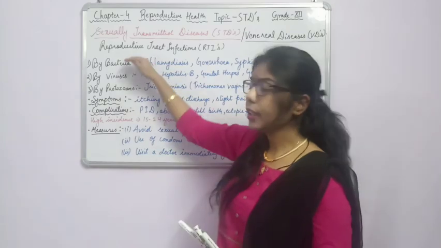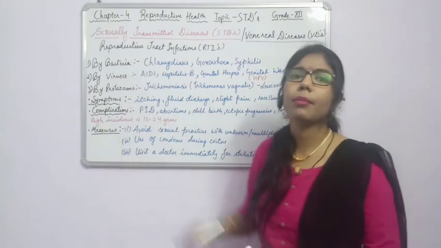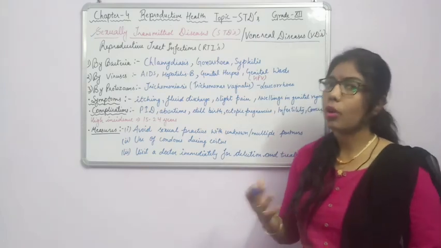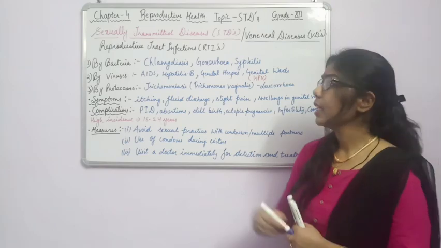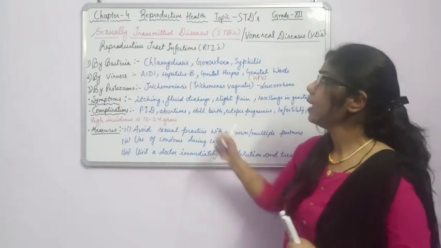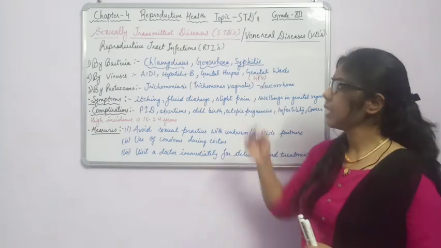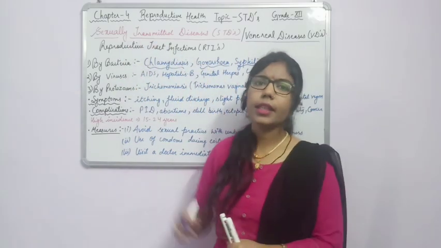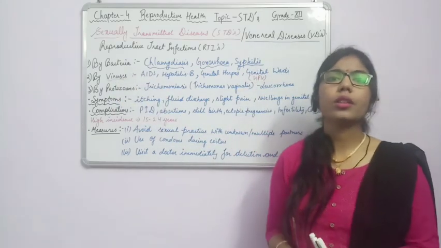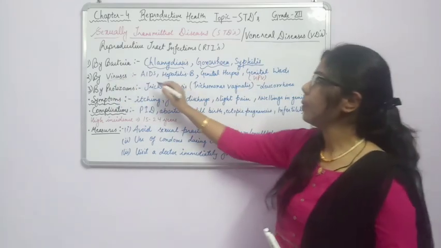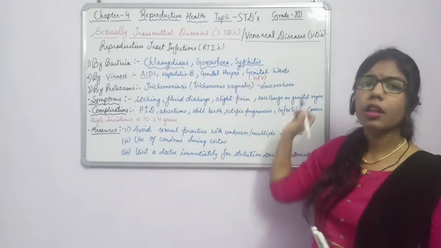Now, what are the different sources by which STDs can be caused? The first one is bacteria. Bacteria can be the causal agent for the STDs. And what are the different diseases that come under bacteria? Chlamydiasis, gonorrhea and syphilis. Okay, these types of diseases are caused by bacteria. And the other one is viruses. Viruses are also causing some diseases. For example, AIDS, hepatitis B, genital herpes and genital warts.